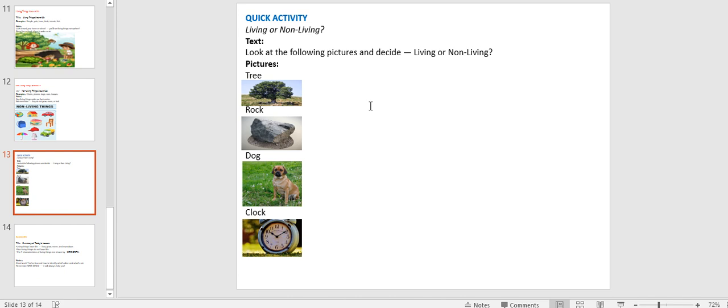We'll start with picture number 1. This is a tree. I want to give you 10 seconds so that you can tell me whether it's a living or a non-living thing. A tree. Is a tree a living or a non-living thing? That's what I want you to tell me. Okay, 10 seconds.